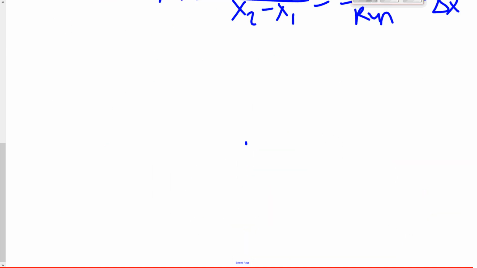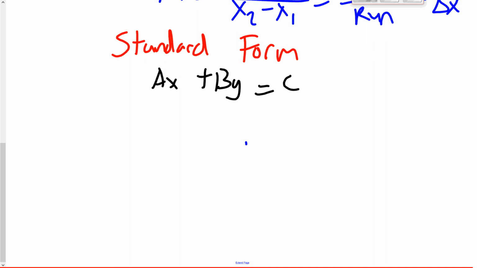Alright, and the last form is standard form, and that's ax plus by equals c, where a, b, and c are just numbers, kind of like our quadratics, where we have ax squared plus bx plus c equals 0, and a, b, and c are just numbers. So same here, a, b, and c are numbers, right? They don't include the x's or the y's, they're just numbers, they're coefficients. Coefficients a and b and the constant c.